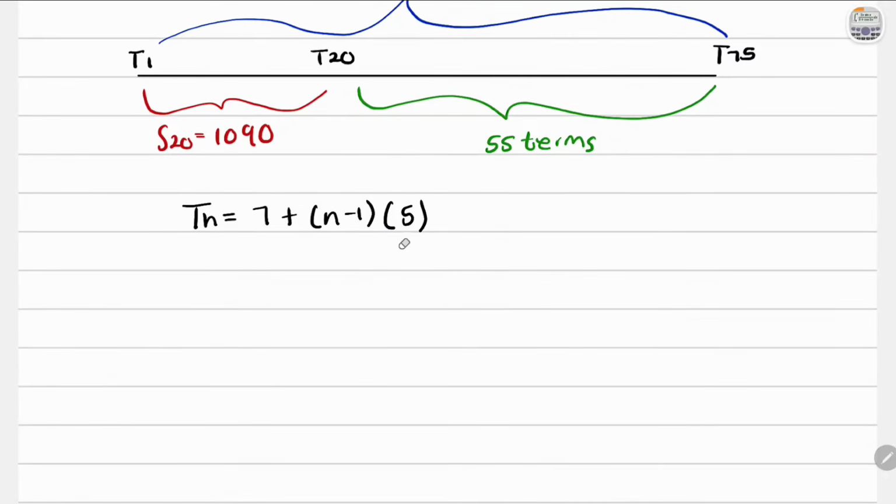Okay, now that we have this, I guess we can just simplify it a little. So 7 plus, and let's distribute. So times and multiplies. So that's positive 5n minus 5. And if you simplify this, this is 5n, and 7 minus 5 is positive 2. So this is our Tn formula.